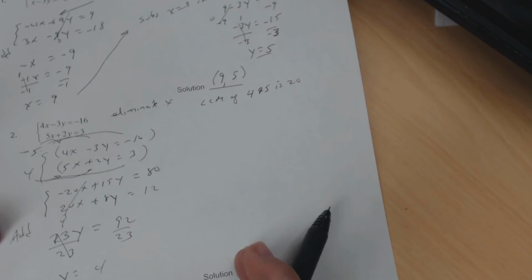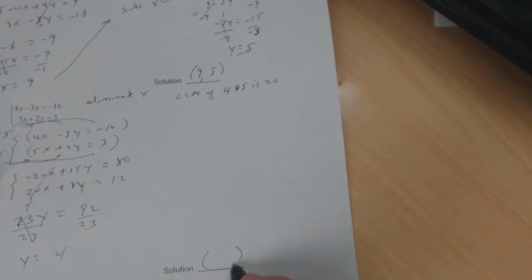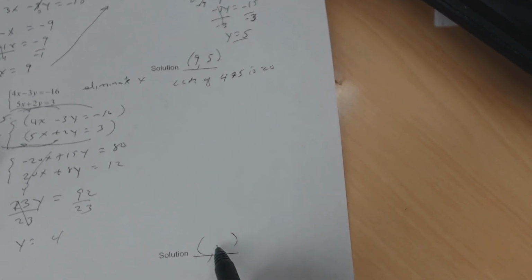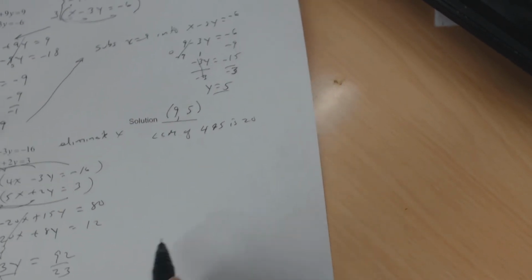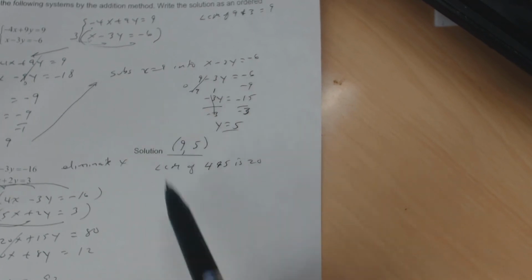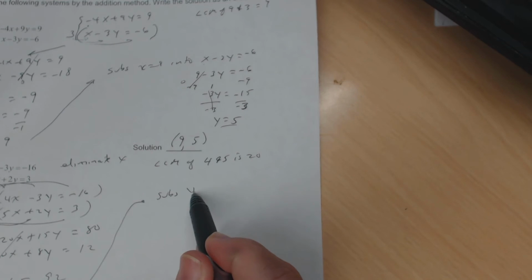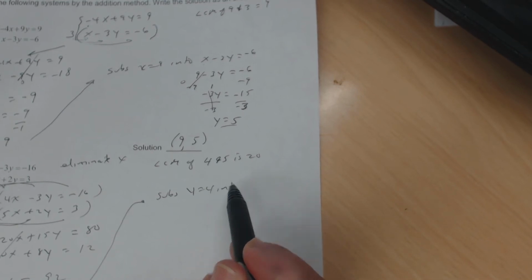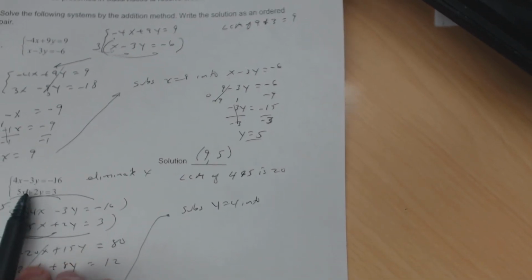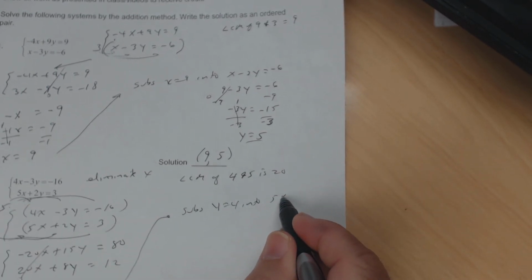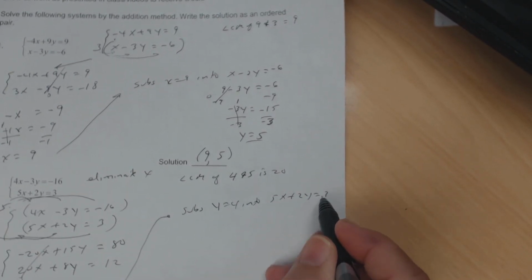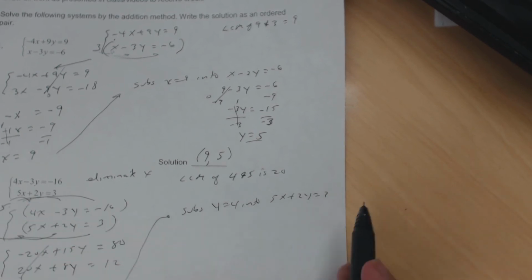So the y coordinate of your solution is 4. Make sure you put the 4 in the correct spot, that's your y coordinate. Then, just like we did in the previous one, you're going to substitute y equals 4 into one of these equations. It doesn't matter which one. Let's just go ahead and use the second one, 5x plus 2y equals 3. You can use the first one if you wanted to.